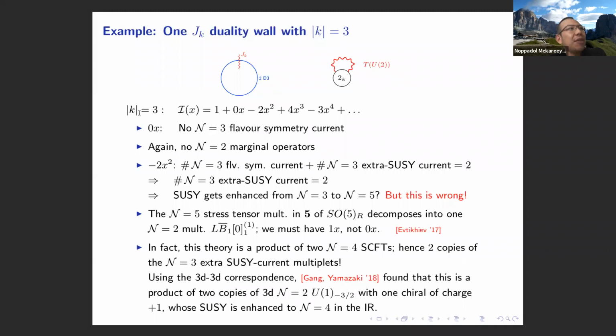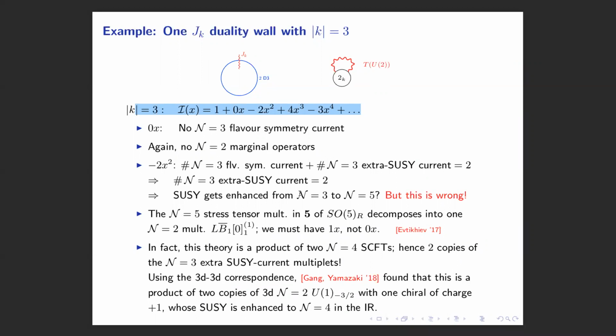Okay, so now you can look at what about k equal to 3. So let me ask the organizer, I need 5 more minutes, is that okay? Yeah, that's fine. Okay, so I'm going to finish soon.